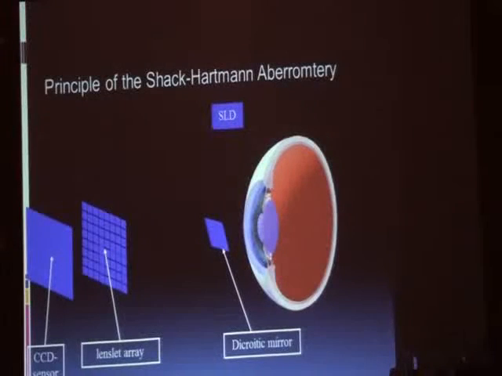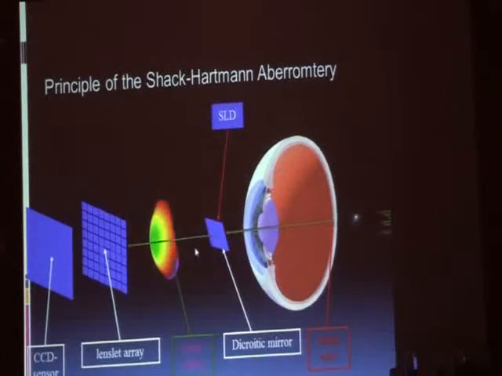The basic principle of this is that the light rays come from the light source, get reflected into the eye with this dichromatic mirror and form an image over the retina, and then the reflected rays come out as the wavefront, pass through an array of lenslets and form an image on the CCD sensor.